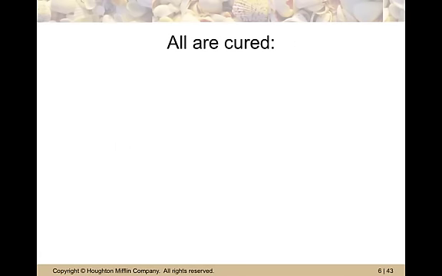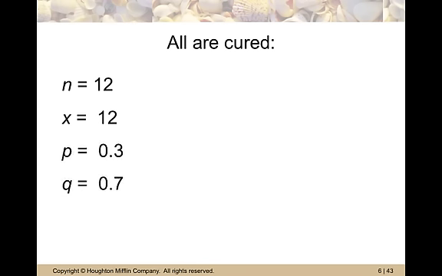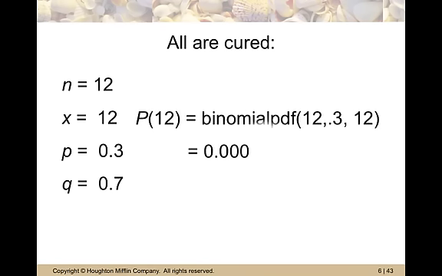Okay, what about all are cured? That would be awesome if all 12 are cured, but there's only a 30% chance that each individual is cured, so I don't think this is going to be very likely. So n is 12, x is also 12, because we're saying all of them are cured. The probability for an individual being cured is 0.3. Probability an individual will not be cured is 0.7. So we do binomial PDF, and it's going to be 12 for n, 0.3, and then 12 for x. And that turns out to 3 decimal places to be 0. So it's not going to happen.